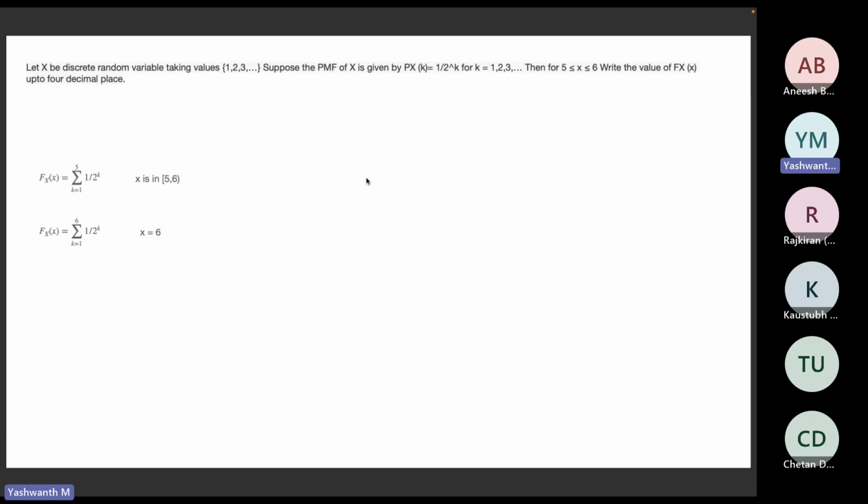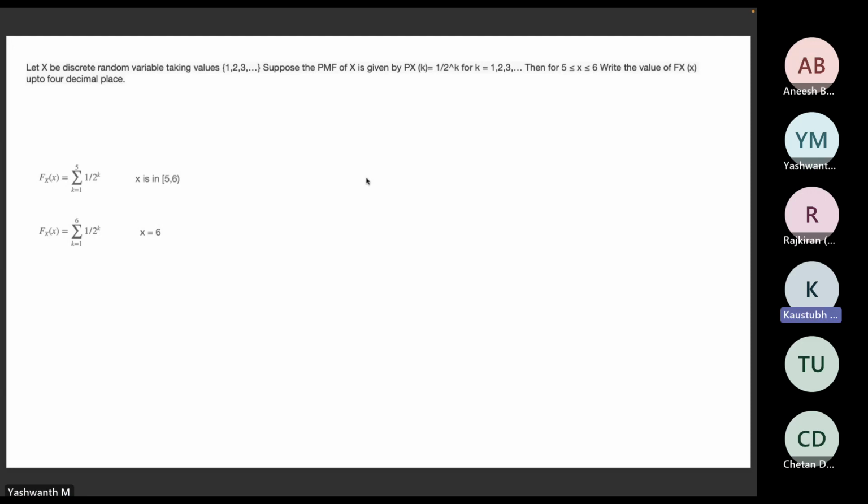So here x is again a discrete random variable. This is a very simple question, and the PMF of x is given by (1/2)^k, where k goes from 1 to 3. Then x is greater than or equal to 5, right? What is the value of the CDF of x?